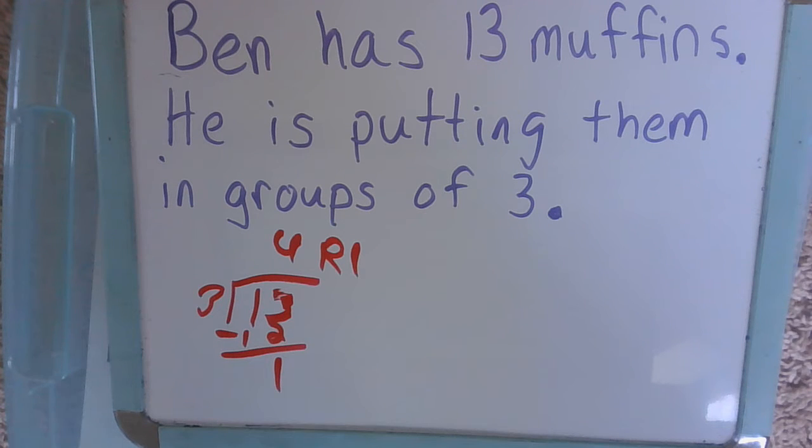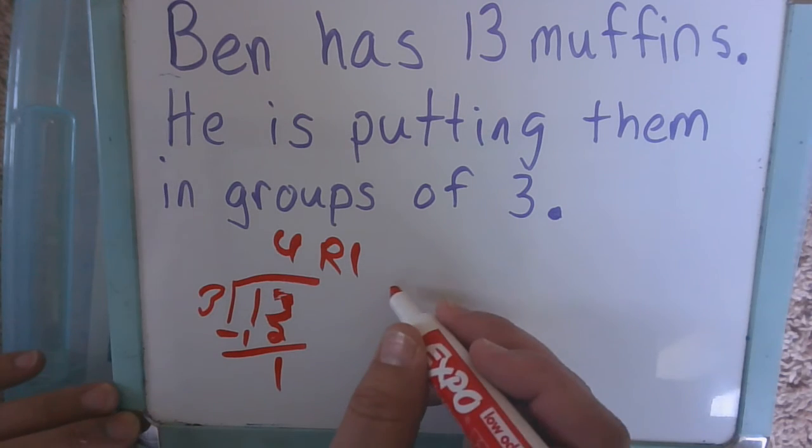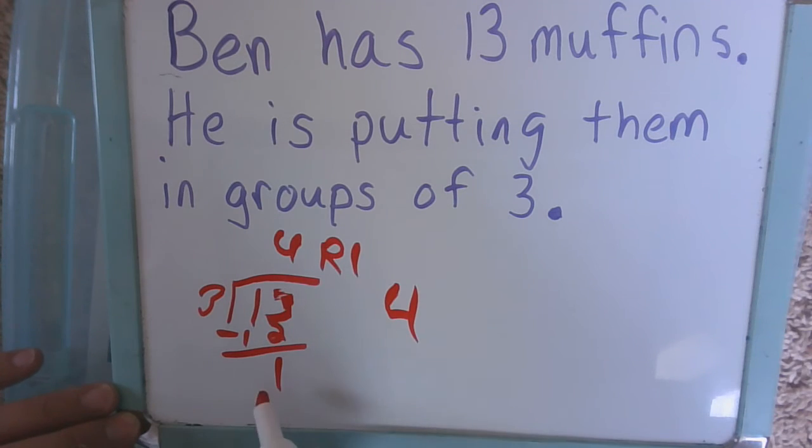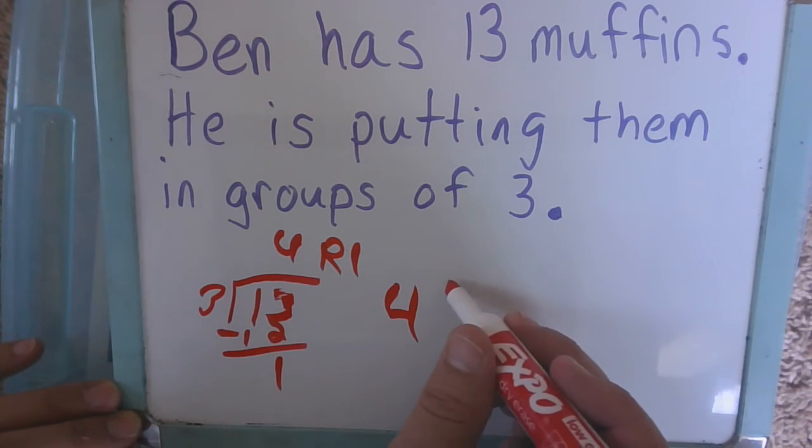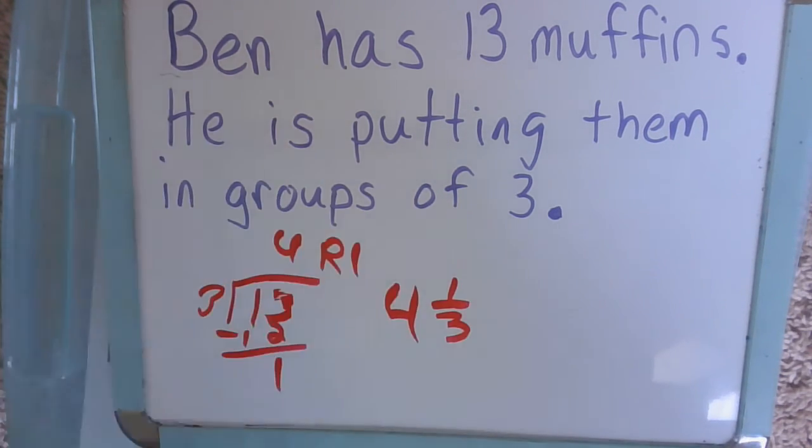Or I could say, all right, he's putting them in groups of 3. How many groups can he make? All right, now it sounds like, well, he makes 4 groups, but I didn't say total. So technically in this, what I could do, if I wanted a very specific answer, I could actually say, well, he makes 4 groups, and this 1 is still being divided by 3. He actually makes a third of another group. So I could actually turn my remainder into a fraction. So I would have 4 and 1/3 groups is what he could make.